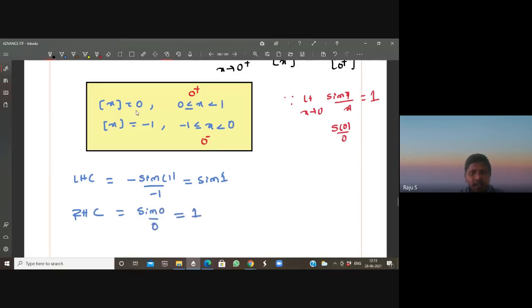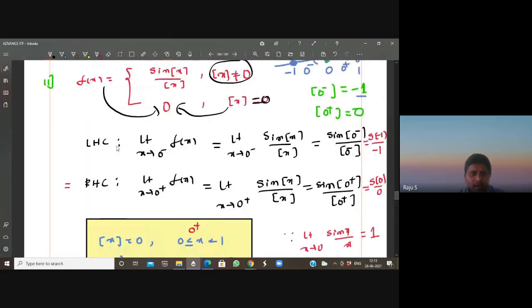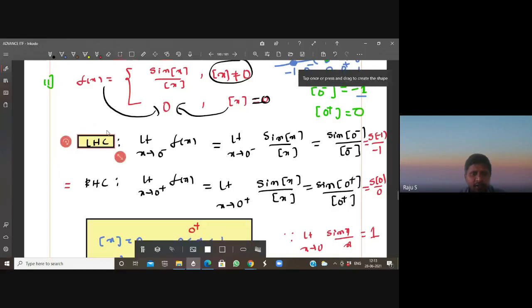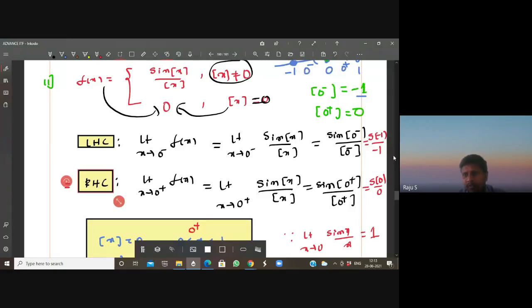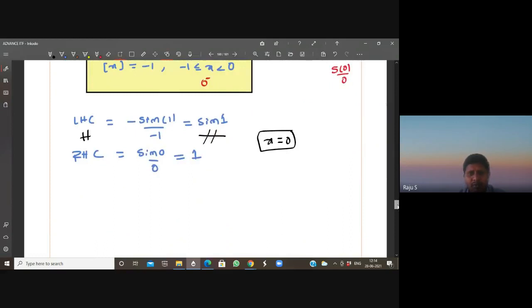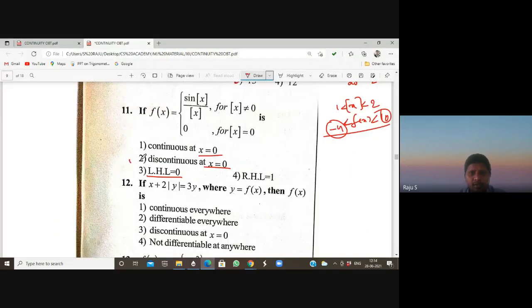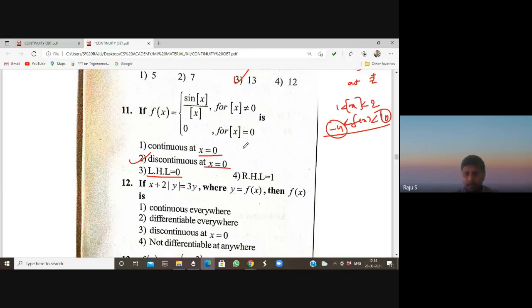So is left hand continuity equal to right hand continuity? Are these two equal? No. Left hand continuity is not equal to right hand continuity at x is equal to 0. So at 0 only we found the left hand continuity and right hand continuity. Am I right? This is left hand continuity and this is right hand continuity at 0. 0 minus, 0 plus. So finally, both are not equal. So what can we conclude here? Clearly, it is discontinuous at x is equal to 0 because left hand continuity is sin 1, right hand continuity is 1. Sin 1 should not equal plus 1, right?